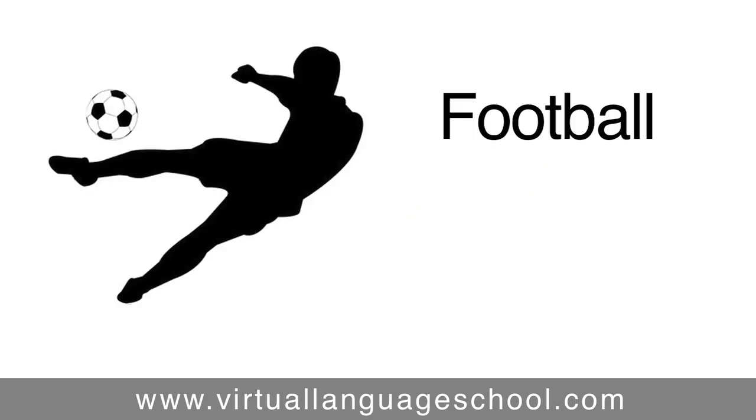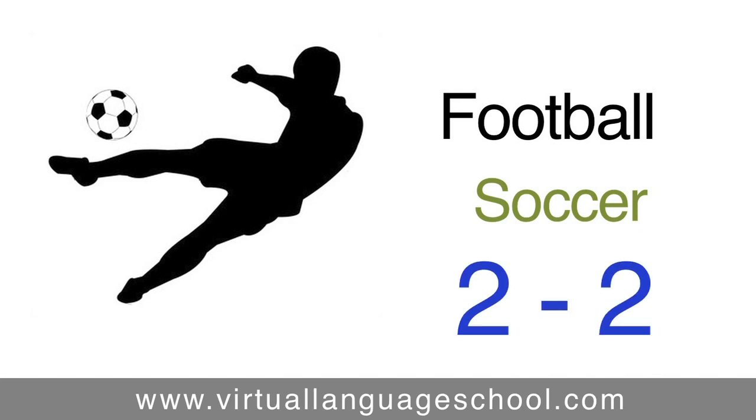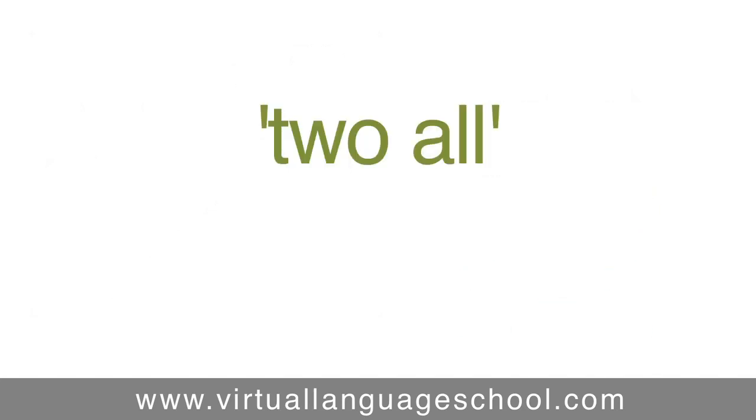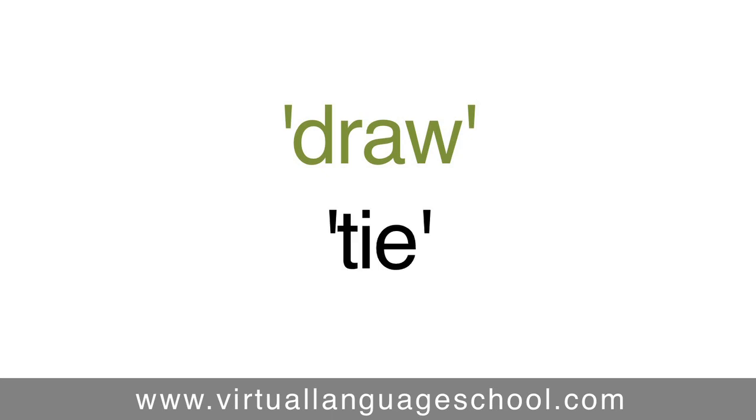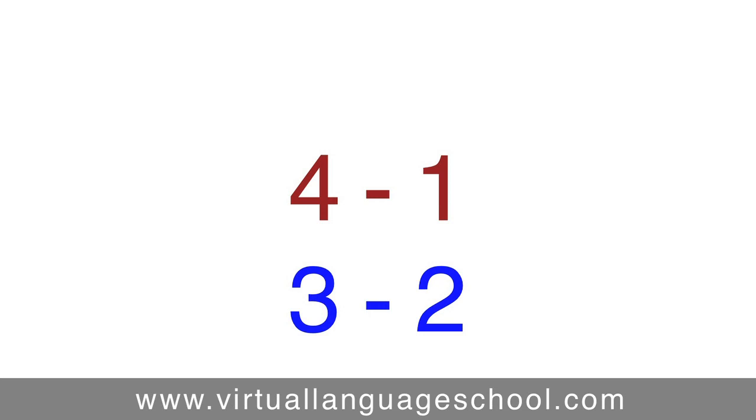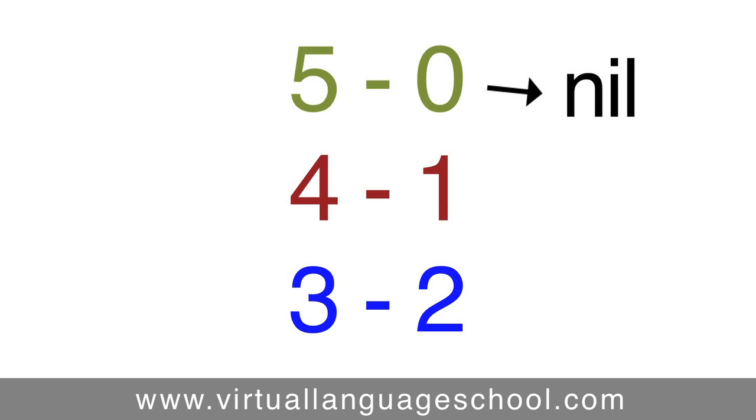In football, or soccer as it's also known, a result such as 2-2 would be said as 2-2 or 2-all. This is the score. A score such as 2-2 means that neither team won. This is called a draw or a tie. Other examples of football scores are 3-2, 4-1 or 5-0. Notice here how the digit 0 can have another name, nil.